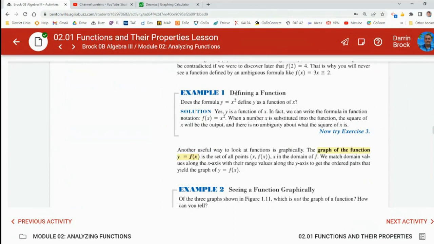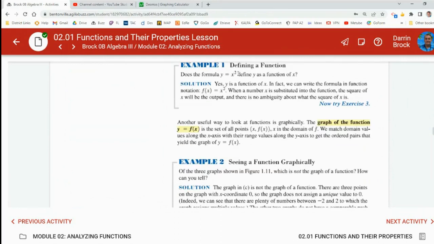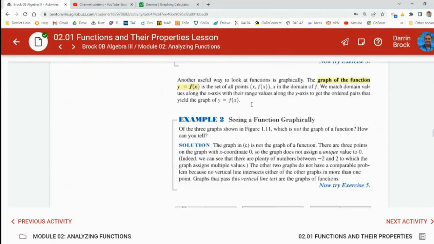Okay, defining the function. Does y equals x squared define y as a function of f? Yes, because for every x, there is only one y. Substitute any x you want in there, you'll only get one y. You won't get more than one y for any x in there.